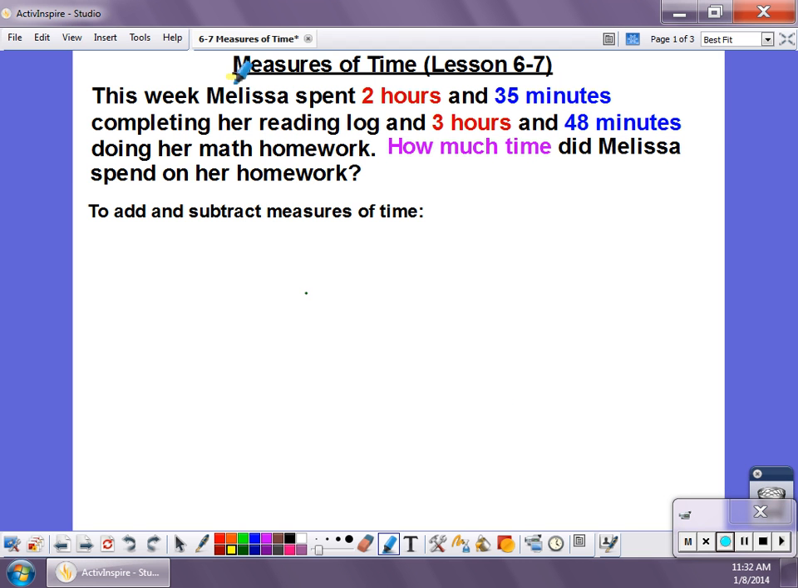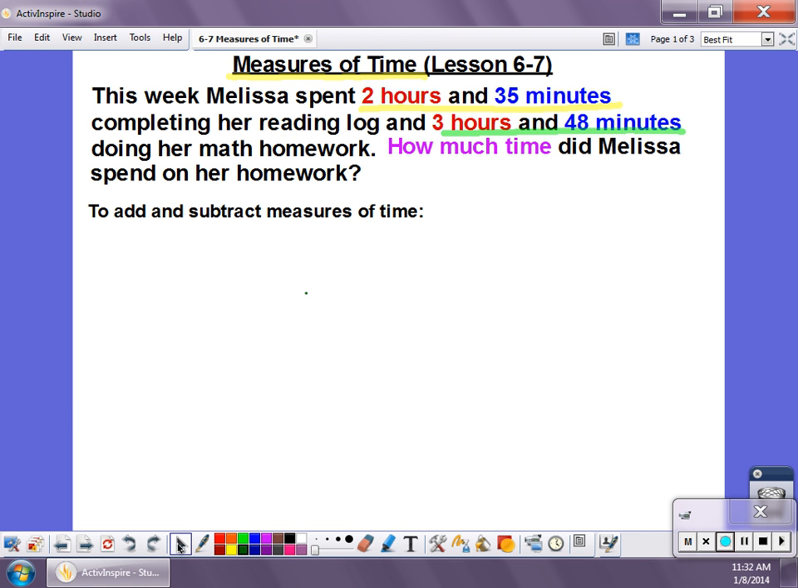Today we're going to look at adding and subtracting measures of time. Take a look at this problem. This week, Melissa spent 2 hours and 35 minutes completing her reading log, and she spent 3 hours and 48 minutes doing her math homework. The question is, how much time did Melissa spend on her homework?